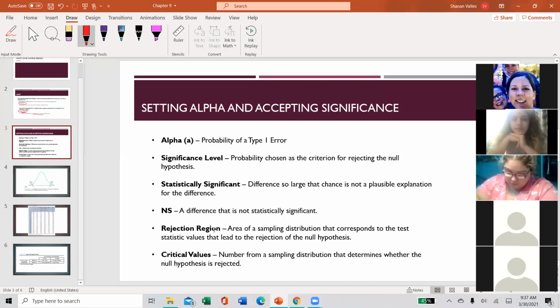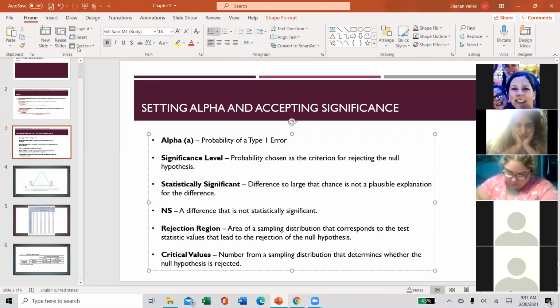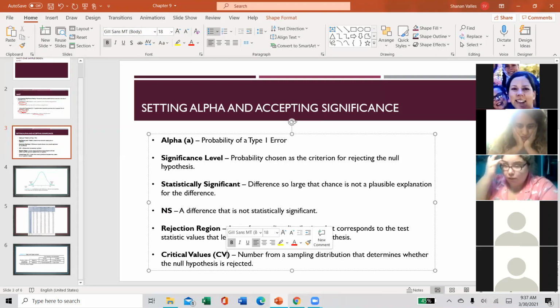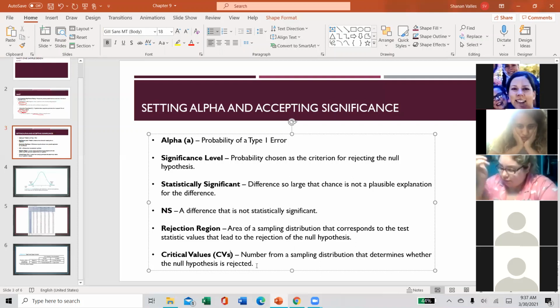So, okay, rejection region, the critical value. I'm just going to make a little correction right here. A lot of the time we'll call it the CV, or the CVs actually. I'm going to put a little S down there. So the CVs are our critical values. And this is just going to be a number that's going to mark off where the rejection region is. Okay, I know this is a lot to take in right now. I think it's going to be a little bit better when we start seeing some pictures.